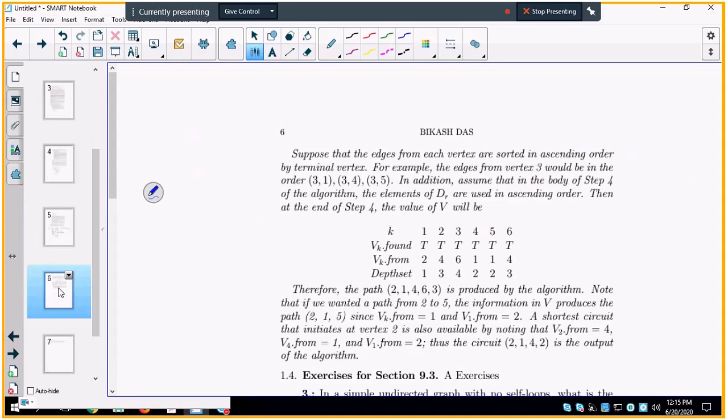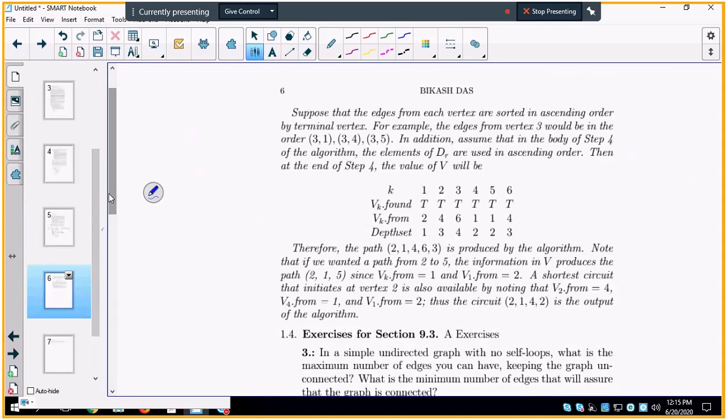Now, if the edges from each vertex were sorted in ascending order by terminal vertex, for example, the edges from vertex 3 would be 3,1, 3,4, 3,5. So you see they've ordered them by 1, 4, 5. If we order them this way, then recreate the breadth first search algorithm, then the path that the algorithm is going to produce is 2, 1, 4, 6, 3.